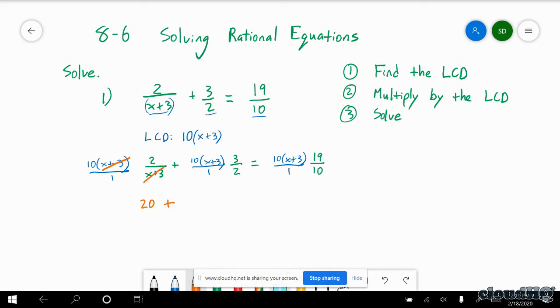Now I do the same thing with the next piece. The denominator of 2 simplifies with the 10 to turn the 10 into a 5. 5 times x plus 3 times 3. Well, the 5 times the 3, I'll probably multiply those together first to get a 15, and then I have the x plus 3 still. I will have to distribute that. If you want to distribute it right now, 15x plus 45. Equals, and then the last piece, the 10s cancel, leaving you with the 19 times x plus 3. You can distribute that: 19x plus 57. If I clean up the left side a little bit, I get 15x plus 65.